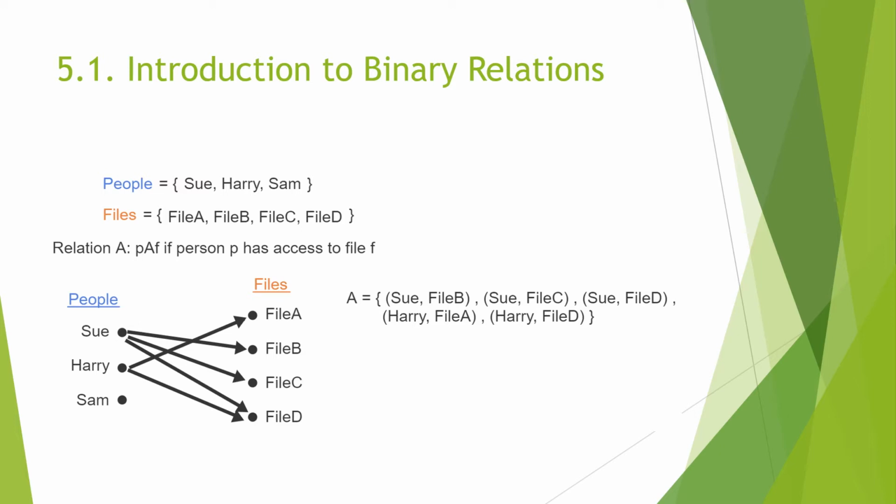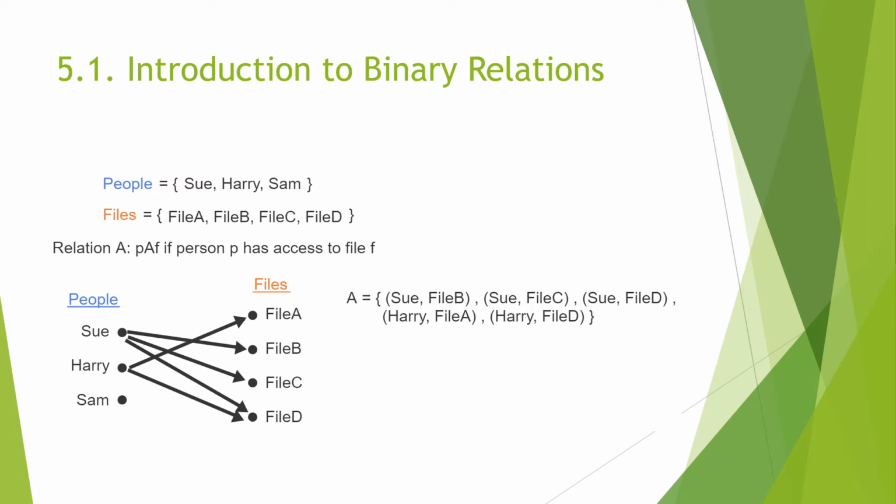So if you want to construct the arrow diagram for this relation, what you need to do is list the set of people Sue, Harry, and Sam on the left hand side, and the set of files file A, B, C, and D on the right hand side, and connect the person that has access to a file by an arrow. So Sue has access to files B, C, and D, and Harry has access to files A and D, but Sam has no access to any file.